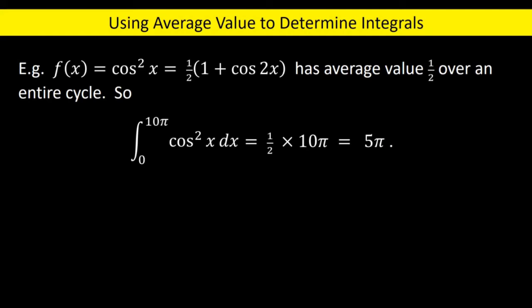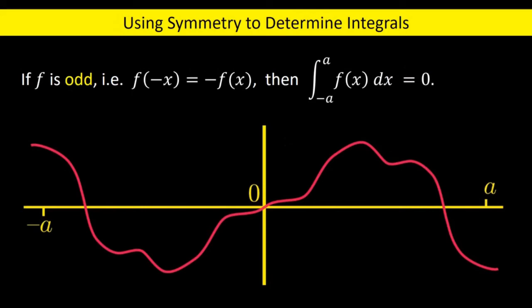So note that our function goes through 10 full cycles over the length of the interval. So the average value is a half over an interval of length 10 pi, so you just multiply and get 5 pi. Now let's use symmetry to help us with evaluating certain very special kinds of integrals.